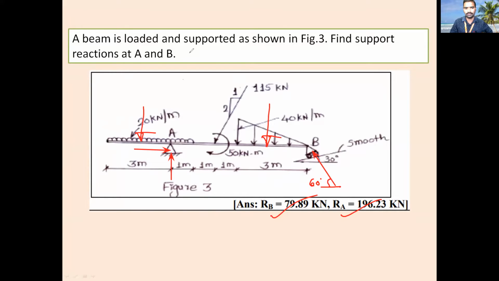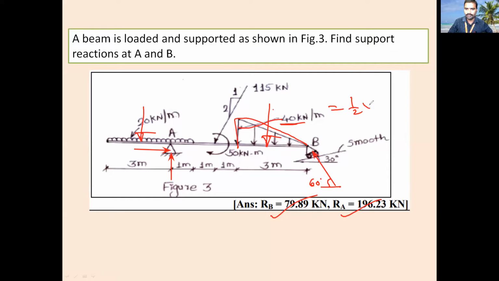Sir, what to do with the 40 kilonewton? This is a triangular load, right? This is the triangle here, and this is the intensity of the triangular load. Yes. Okay, this should be converted into an equivalent point load.